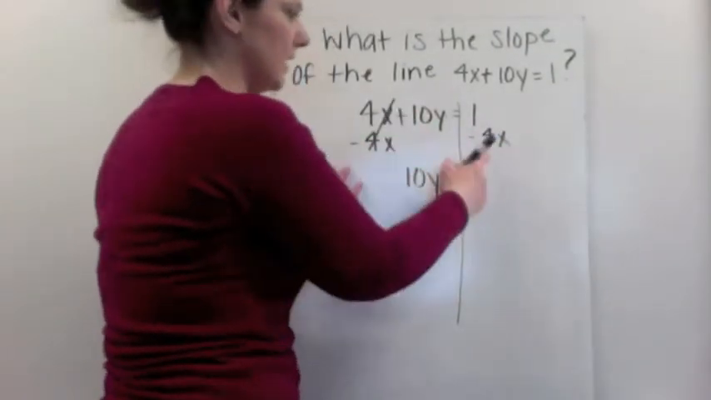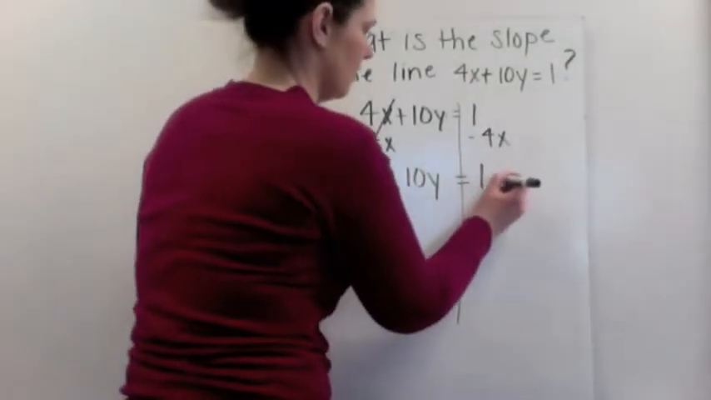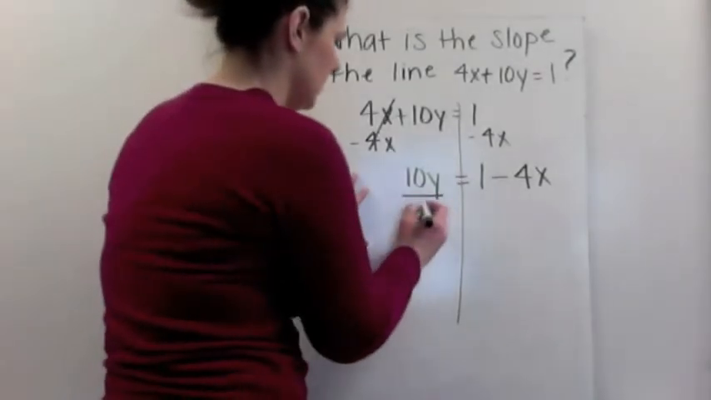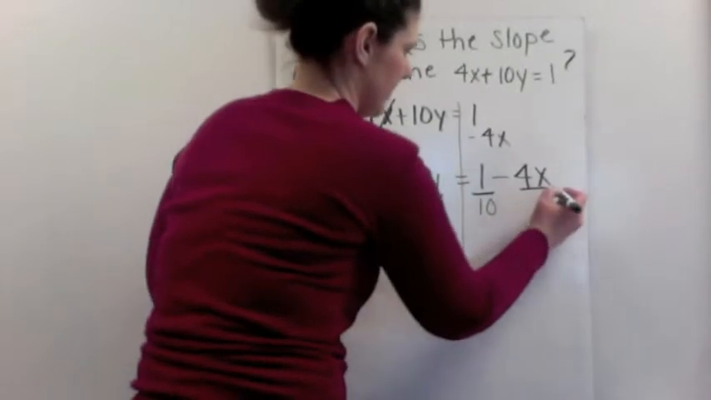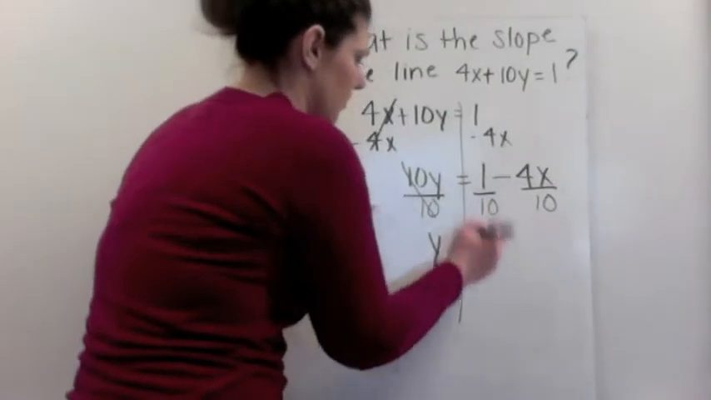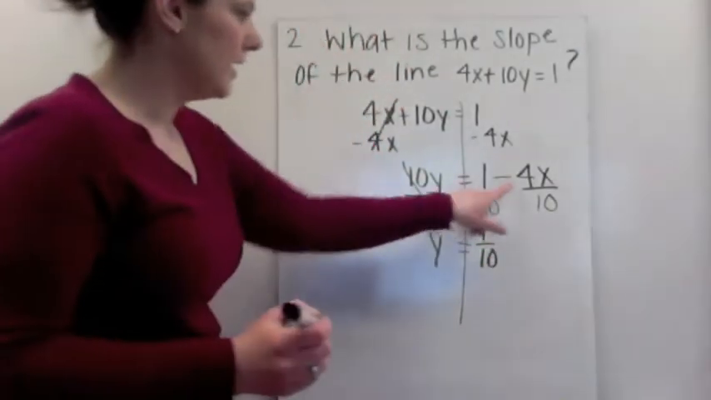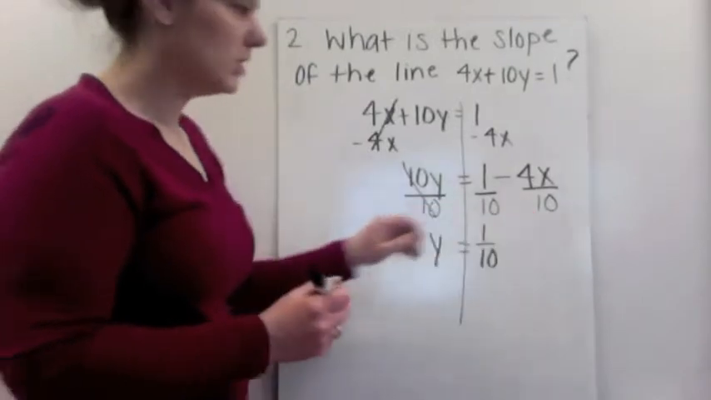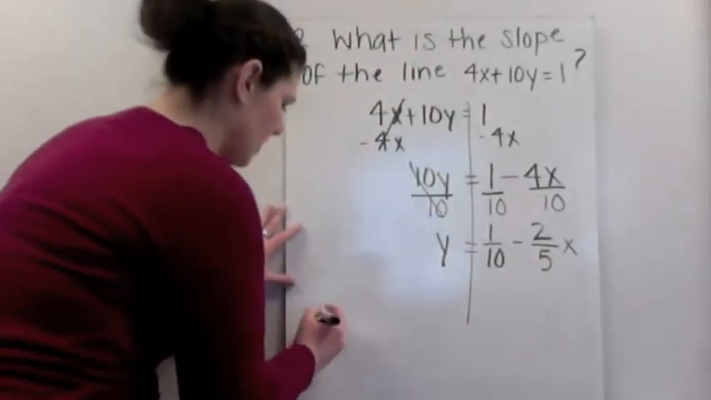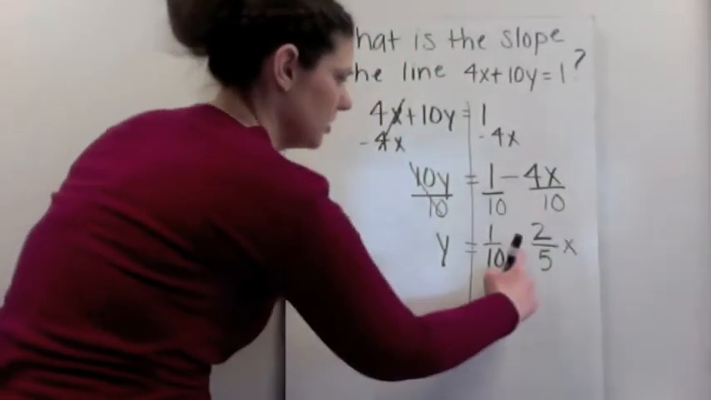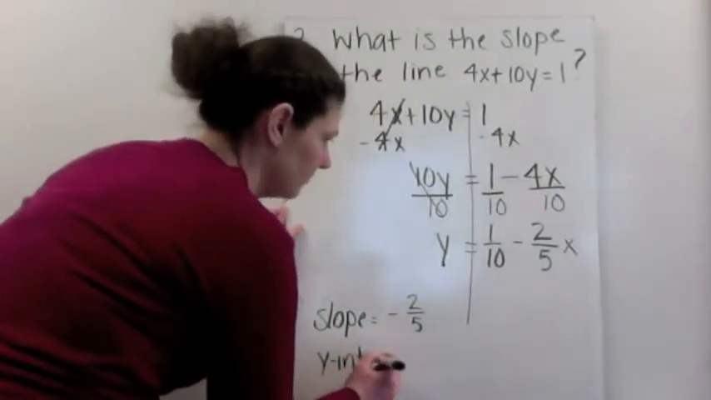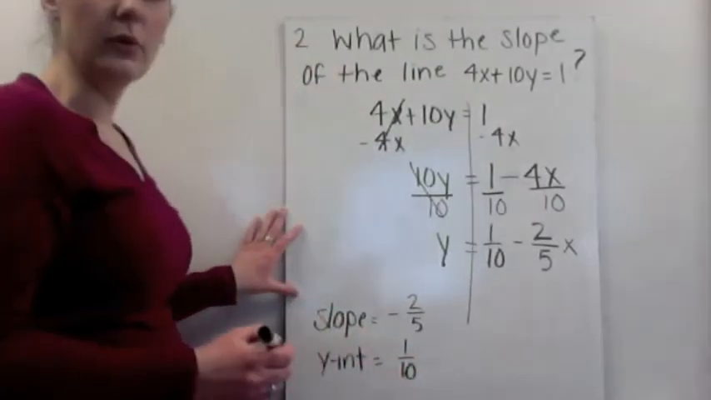10y equals, again, can't combine these. They're not like terms, so we just rewrite it. 1 take away 4x. Again, we have 10 times y. Inverse operation divide, making sure we're dividing by every single term in there. Y equals, well, 1 tenth can't reduce, but when we check negative 4 divided by 10, we can reduce that fraction to negative 2 fifths x. So now we know our slope, watch our signs, is negative 2 fifths, and our y-intercept is 1 over 10.